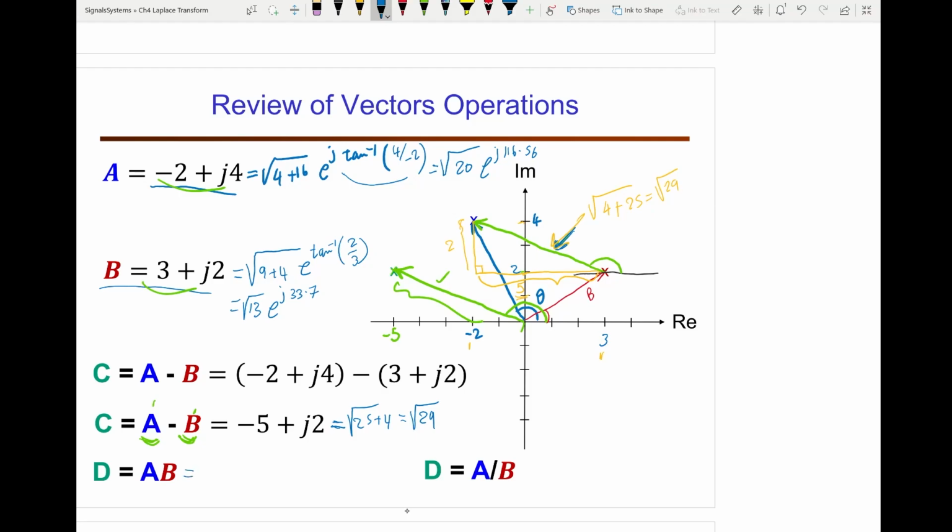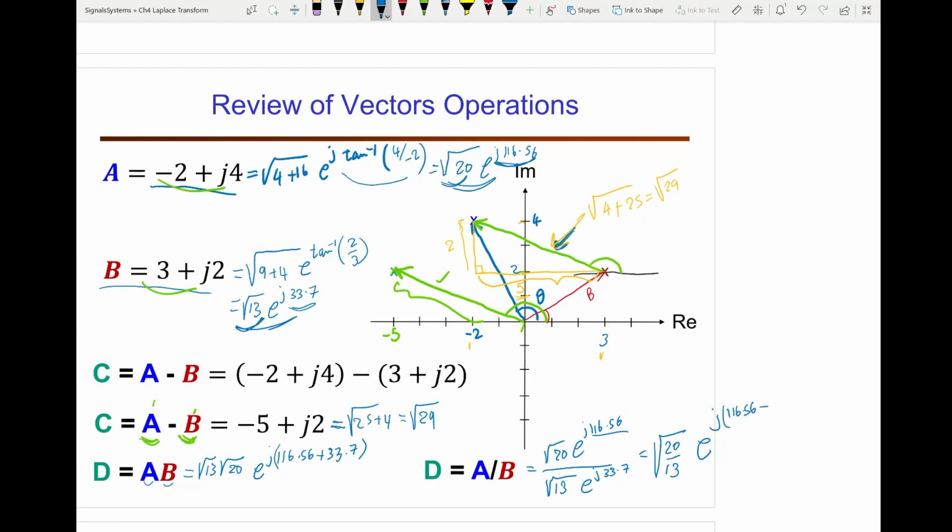Now, if I do a multiplication, it's much easier to do when the vectors are in polar form. So the multiplication of A times B will be the magnitude times the magnitude, so that will be the square root of 13 times the square root of 20. And I add the angles, this plus this angle. So that will be e^j(116.56 plus 33.7). And if I do division, then it will be the square root of 20 e^j116.56 divided by B. And this will be just the square root of 20 over 13, e^j(this angle minus this angle), because when it goes to the denominator, it will be negative.